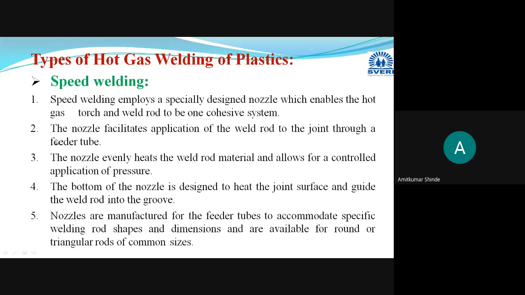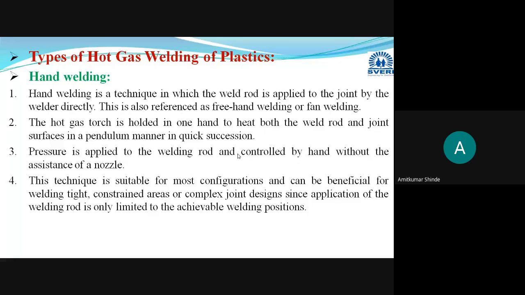How it is done: a feeder tube is provided in that nozzle so that the feeder tube holds the welding rod. The remaining process will be the same. This is the basic difference between hand welding and speed welding. In hand welding, in one hand you hold the hot gas torch, and in the other hand you hold the weld rod or filler rod, and whatever pressure is required you can apply with that weld rod only.